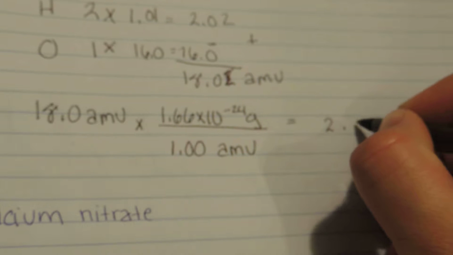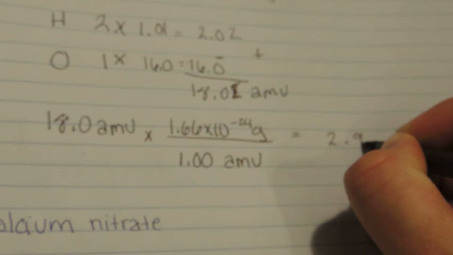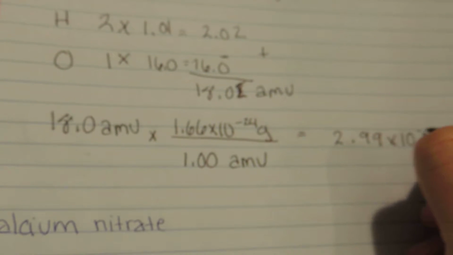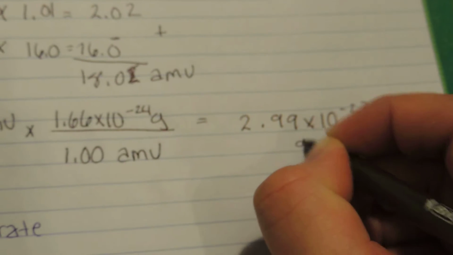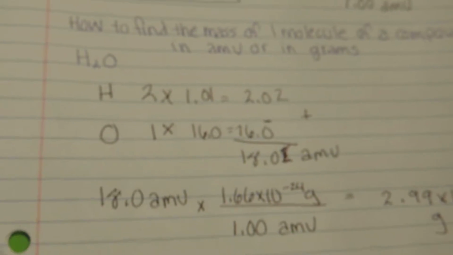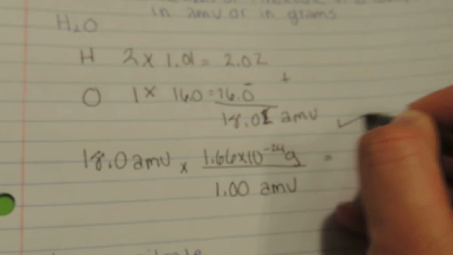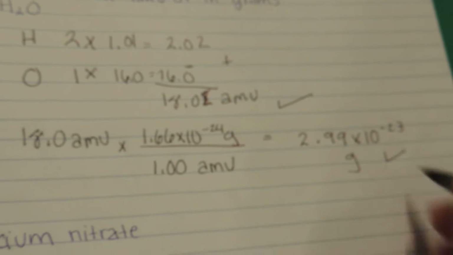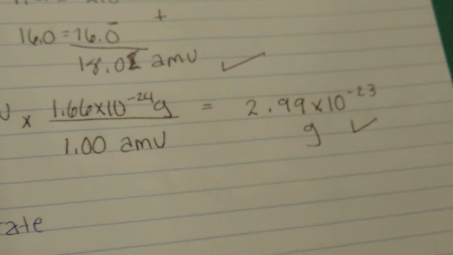Okay, so I'm going to put 2.99 times 10 to the negative 23rd grams. Okay, so a molecule, one single molecule of water weighs either 18 AMU or 2.99 times 10 to the negative 23rd grams. Okay, let's try another one.